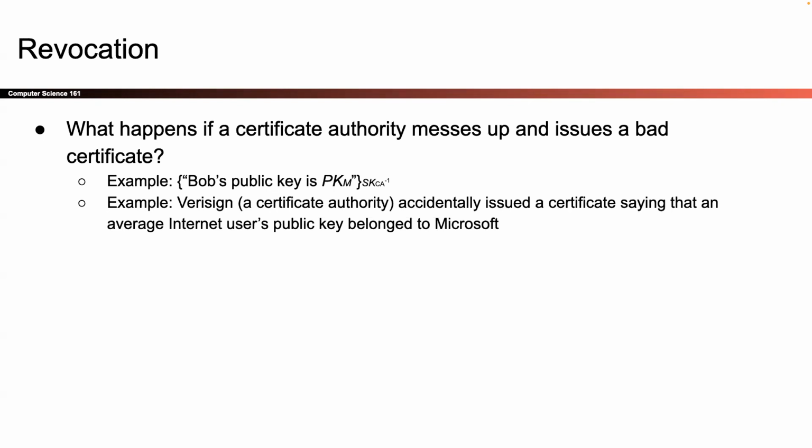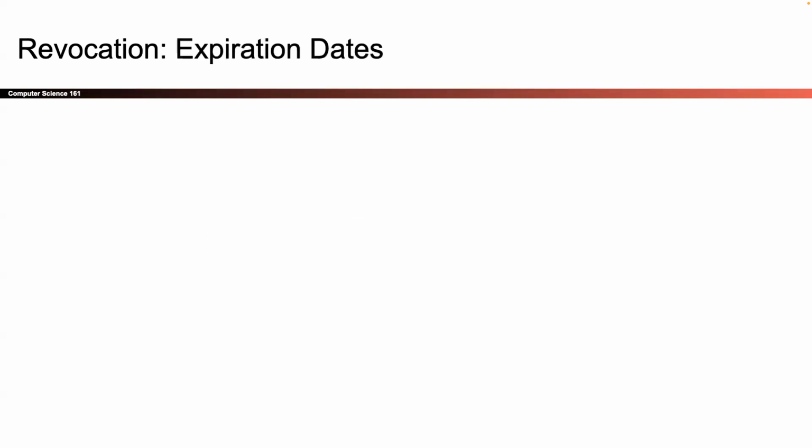It was some random Joe's public key. So suddenly this person could now pretend to be Microsoft to everyone, probably bad. Okay. So how do you solve this?